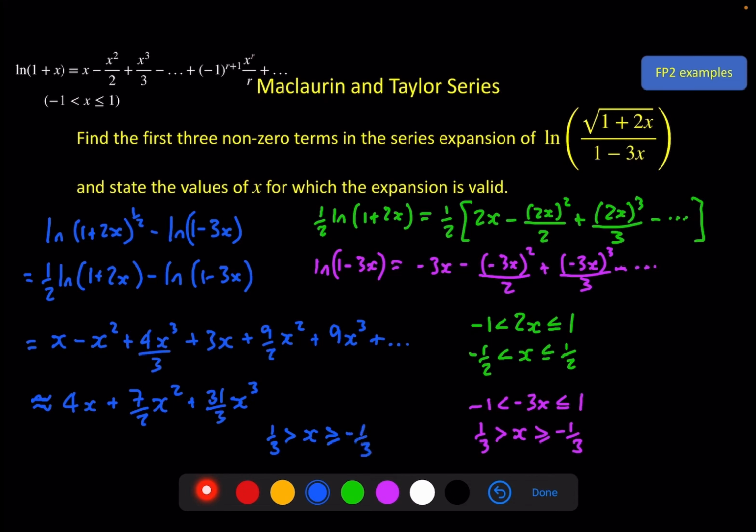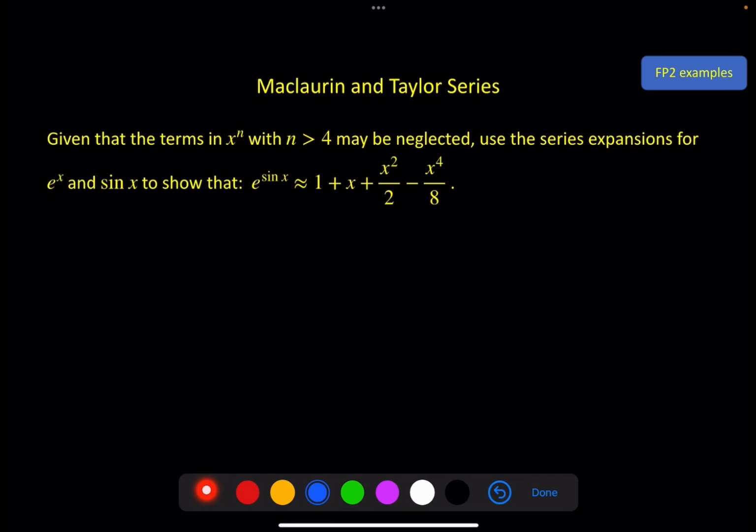Okay, our third and final example is e to the x and sine x. Given that the terms in x to the n with n greater than 4 may be neglected, that just means don't worry about any powers bigger than 4. So if we get x power 5, x power 6 or anything, we don't need to worry about those. We can ignore them, and we don't need to write those down.